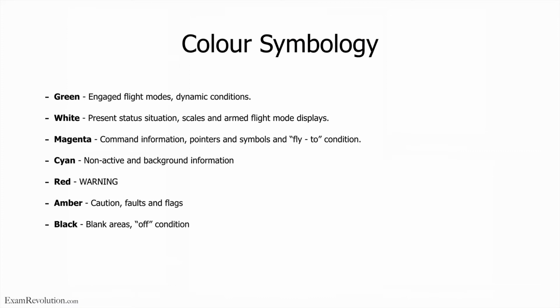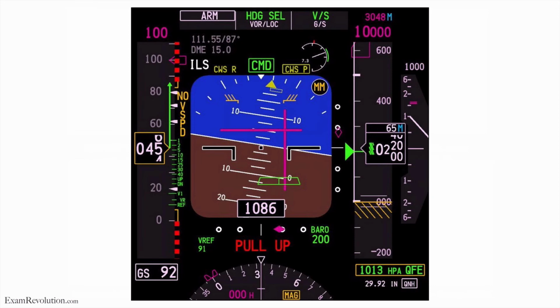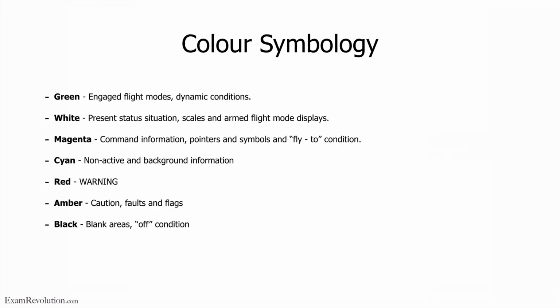Now, as you can see, there is a lot of color symbology, right? I mean, just look at this picture over here. Okay, so I'm going to go through these really quickly. I would suggest that you know them as well for the exam. Green color symbology means it's engaged flight modes, and it's also dynamic conditions, right? So these are the things that you're busy using. Green always means you're busy using it or it is active. Okay, white is present status situation, scales, and armed flight mode display.